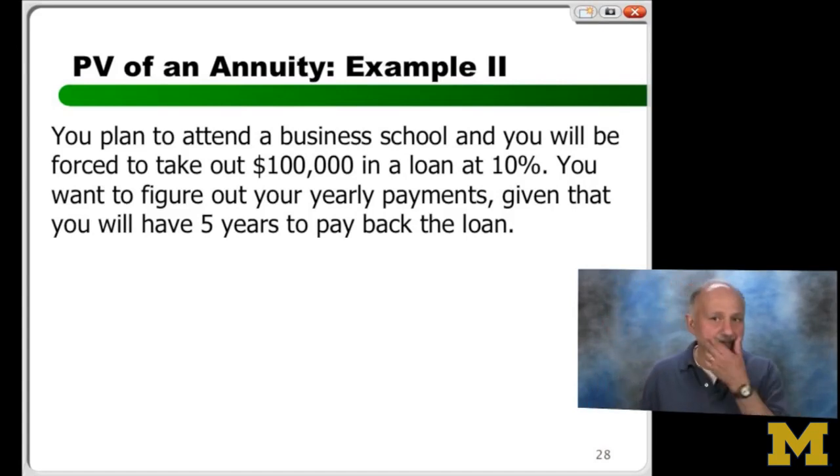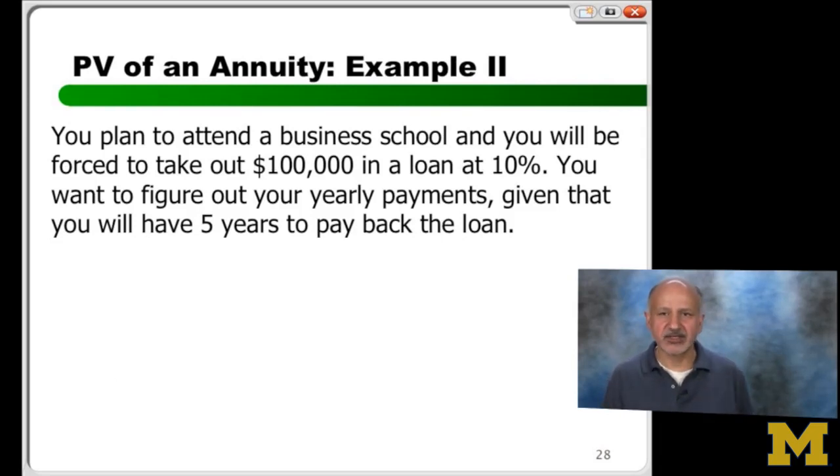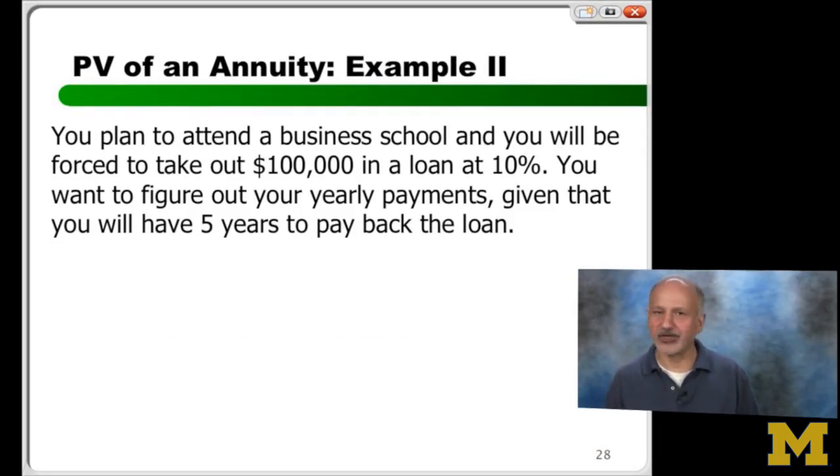You plan to attend a business school and you will be forced to take out $100,000 in a loan at 10%. And the 10% you'll see is kind of artificial because I want to make my life a little easy here. Hopefully you don't need to pay 10%, you need to pay much less. But the 100,000 is a fact of life. It costs about that much for 2 years worth of tuition.